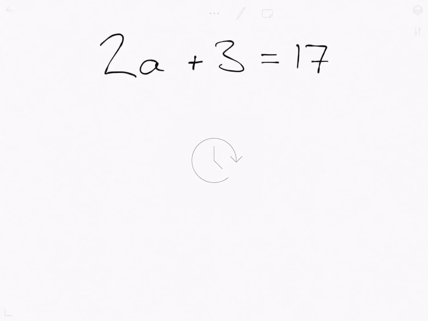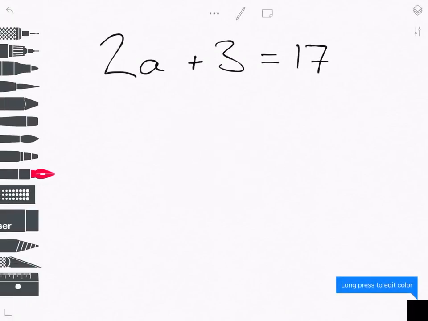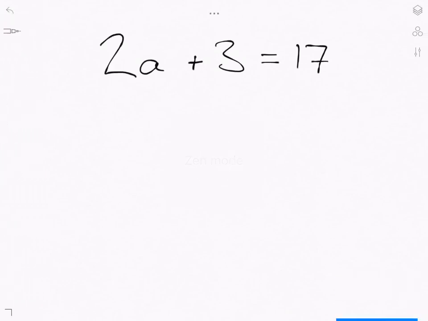So, jump straight in. Number one, we have 2a plus 3 equals 17. And we have to get the a on its own. Okay, so we have to get rid of the things surrounding it. We've got 2 times a plus 3. So we have to get rid of the plus 3 first, because that's the last thing to happen to the a. You would first times by 2, then add the 3.